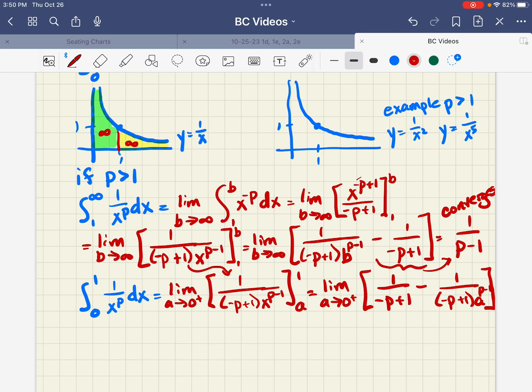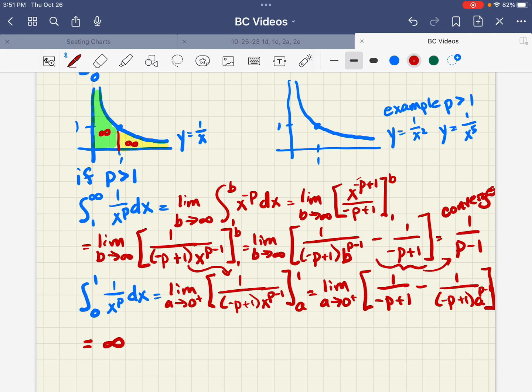Okay. So now as a goes to 0, we've got this first part, which is a constant, and then the second part, the denominator is going to get very, very small, right? Because a is going to 0. So 1 over a very, very small thing is very, very big. So we'd have 1 over negative p plus 1 times infinity. So this is going to go to positive infinity, because negative p plus 1 is actually a negative value. So it would be negative something, minus negative is plus.